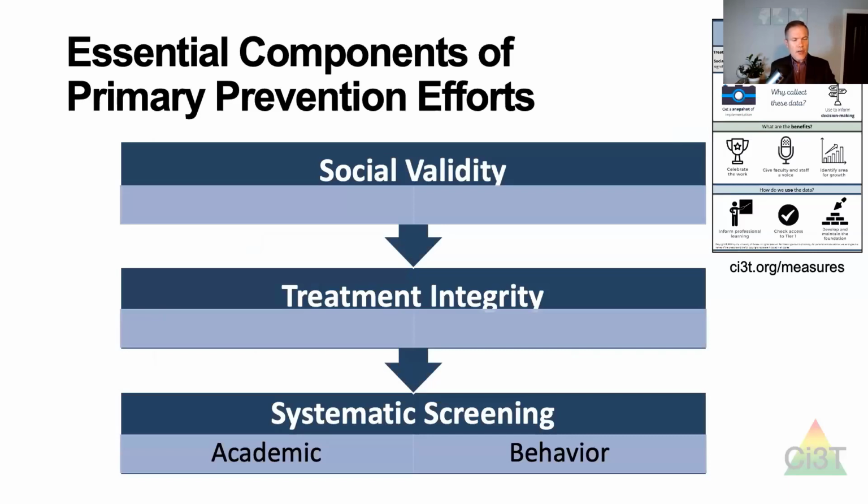For any primary plan, there are some elements. You heard me mention treatment integrity. We need to monitor that. There's also social validity, and those relate to each other. We know that social validity can actually predict future implementation and treatment integrity.